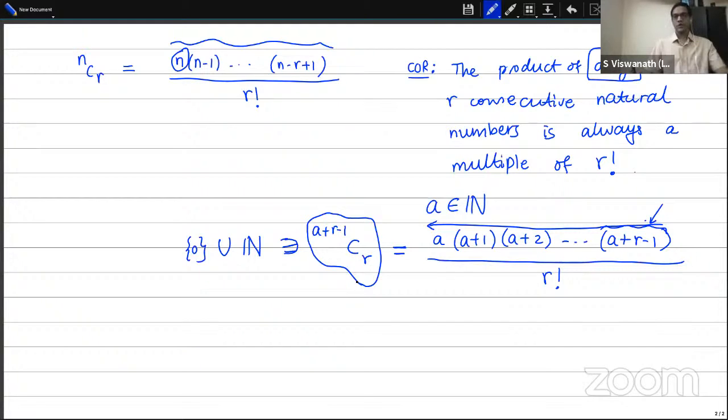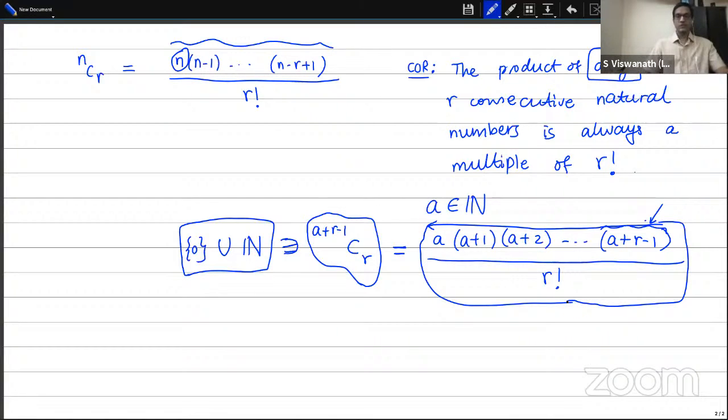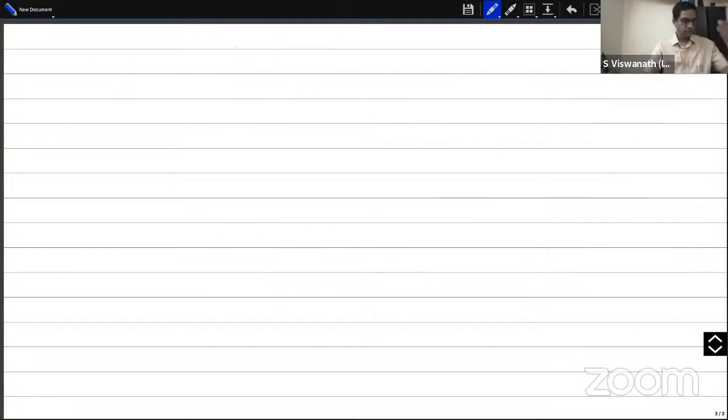Well, one way of saying it is because it has a certain interpretation, right? So we just said what this particular quantity is, it counts something. The fact that it counts something implies it is a natural number, right? It is the number of combinations. So this is definitely a natural number, or it could be 0. And so what that shows is that this fraction, if you divide this numerator by R factorial, the resulting fraction is a natural number, which means the numerator is divisible by R factorial. Okay, so that's just a little corollary of this formula.